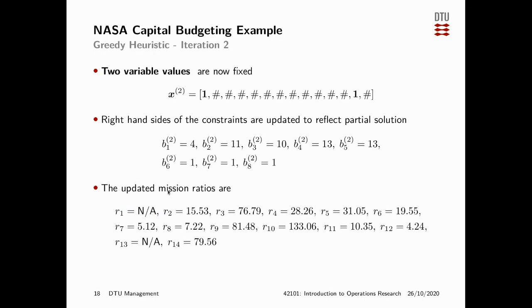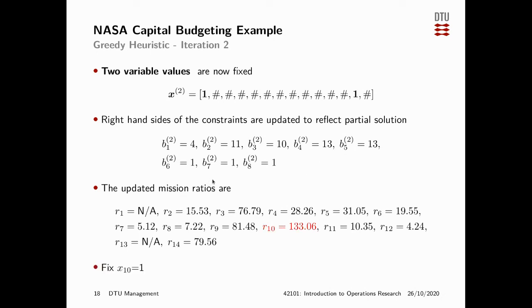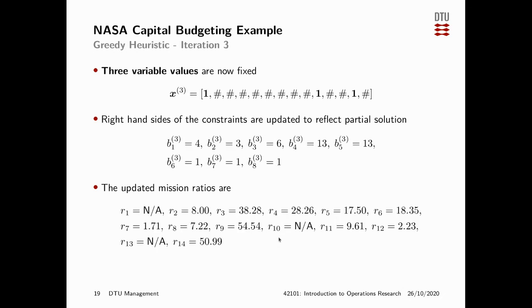And in this case, mission 1 has the highest ratio, so we select mission 1. So now 2 variable values have been fixed. We update our solution vector to include mission 1. We update the right-hand sides to reflect that now mission 1 and mission 13 have been selected, and we recompute the ratios. We now look down here to find the ratio that is the largest. In this case, it's mission 10, and we add mission 10 to the solution. Okay, so now we've done 3 iterations. 3 variable values have been fixed. Our solution contains mission 1, 10, and 13.